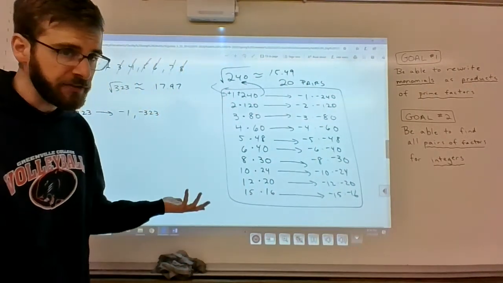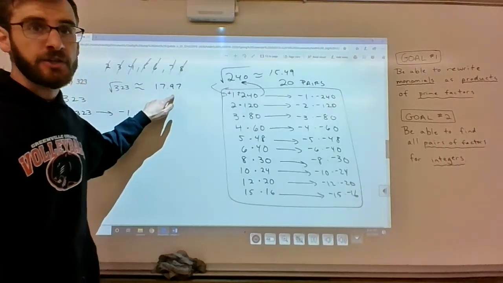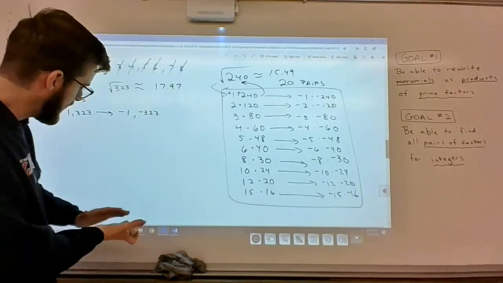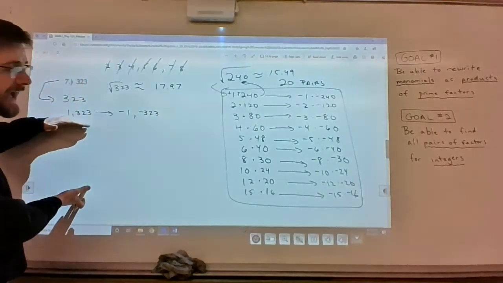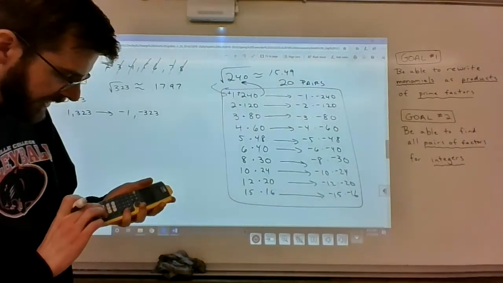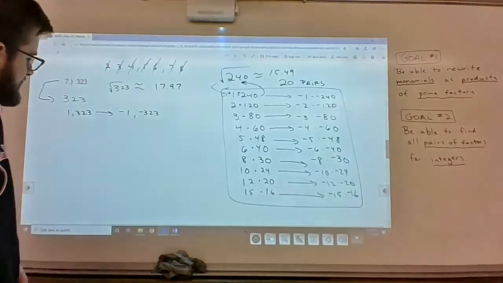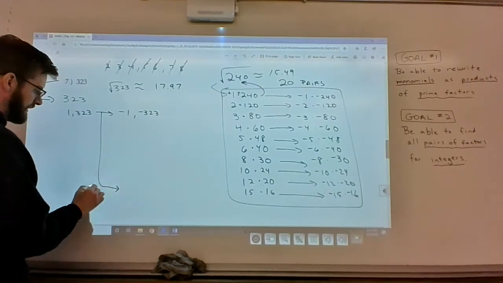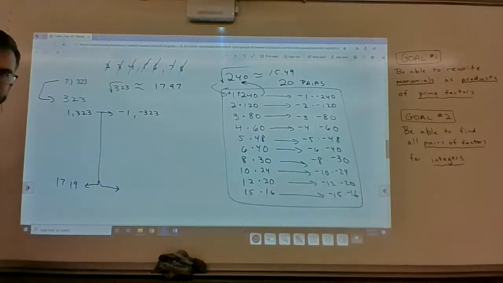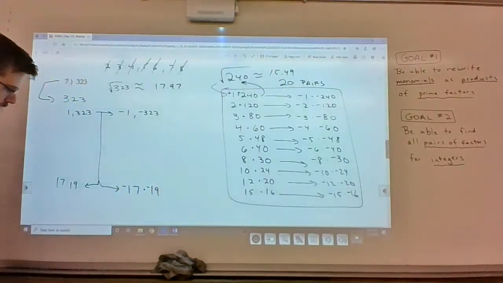So, if we take the square root of 323 and look at 17.97 as its decimal approximation, we can start with 323 divided by 17 and then maybe work our way back to the smaller numbers. Interesting. So 323 divided by 17, just curious if it's going to work out. Yes! 17 times 19. So then the negatives also work.